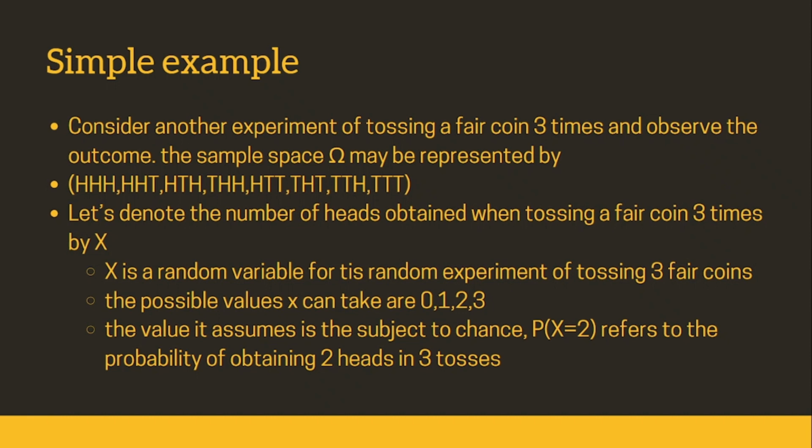The possible values that X can take are 0, 1, 2, or 3. And so the value assumed is of course subject to chance. If we are saying P(X = 2), this refers to the probability of X containing 2 heads in the 3 tosses.